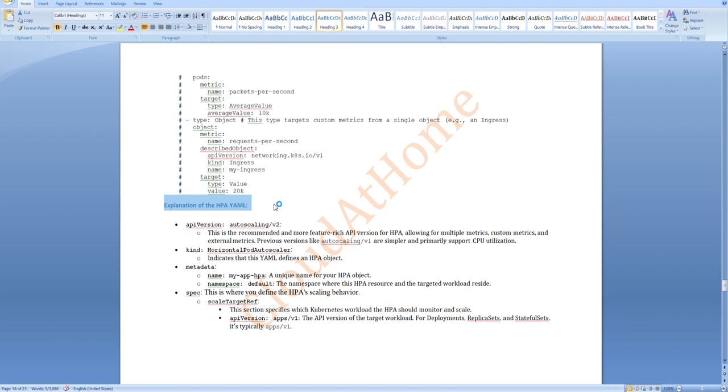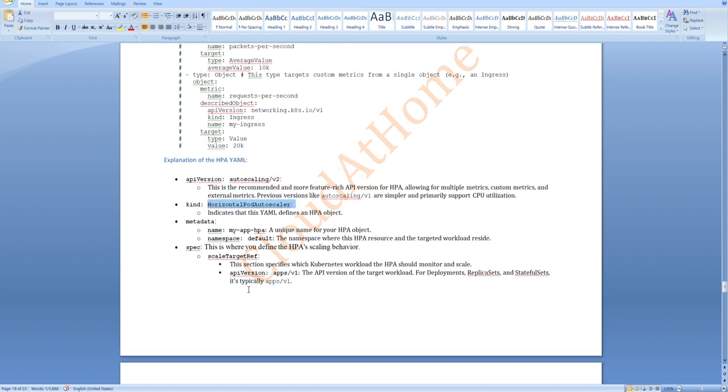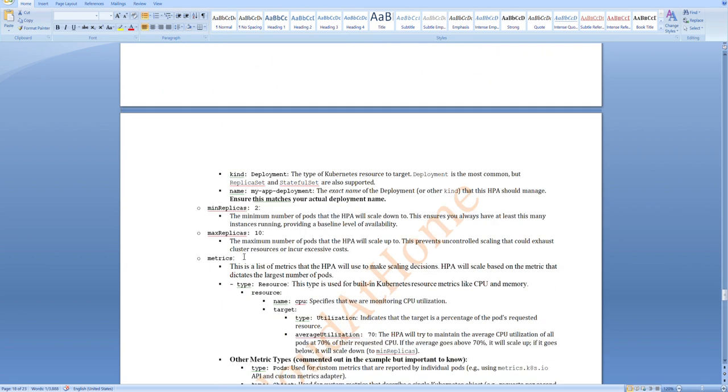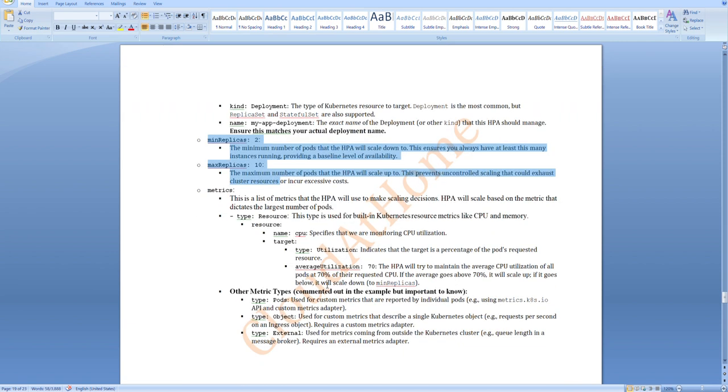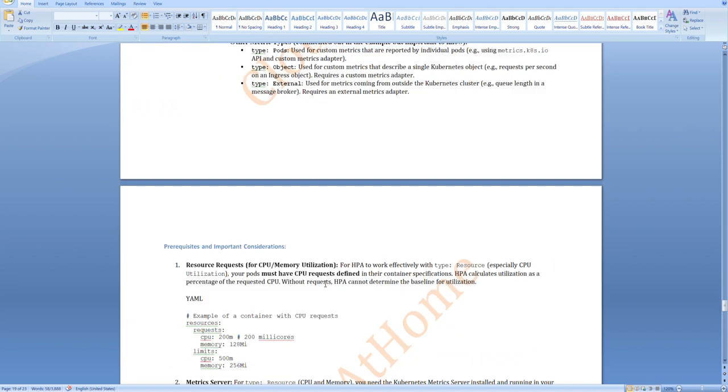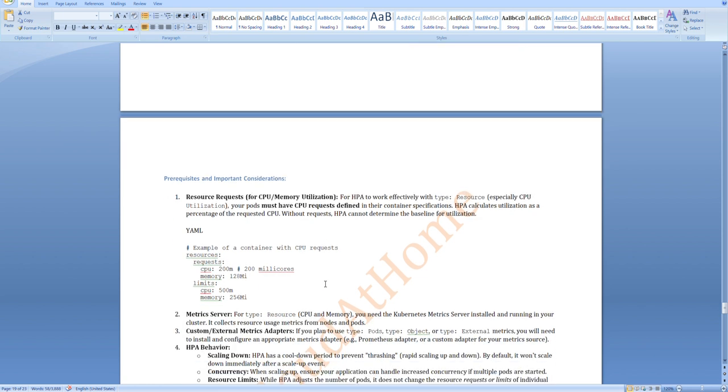So the explanation of HPA. We have already discussed it uses autoscaling v2. Kind is HorizontalPodAutoscaler. Okay, names, resource, this we already discussed. What is min max replicas, and this all we have discussed. Okay, now let's understand the next concept here.